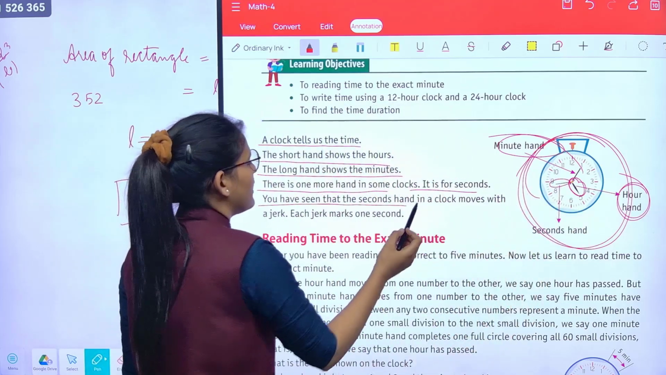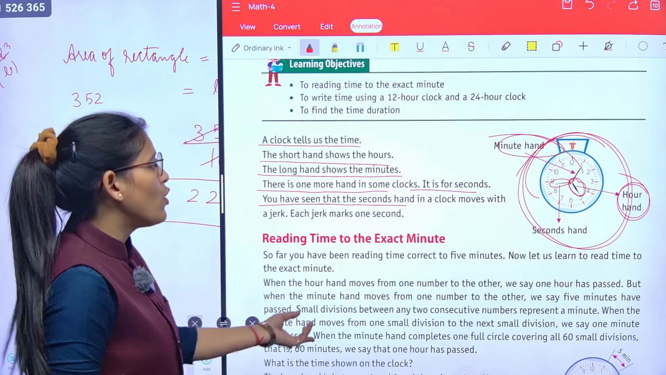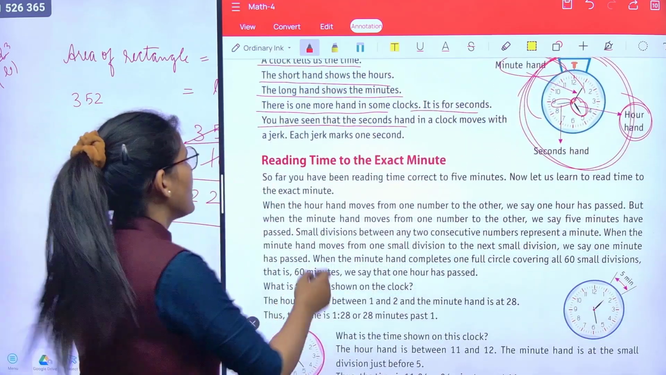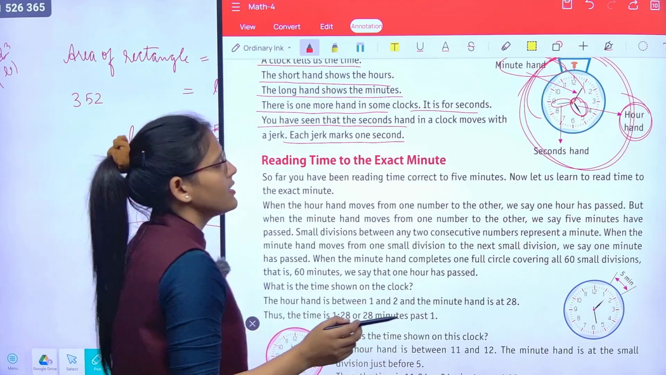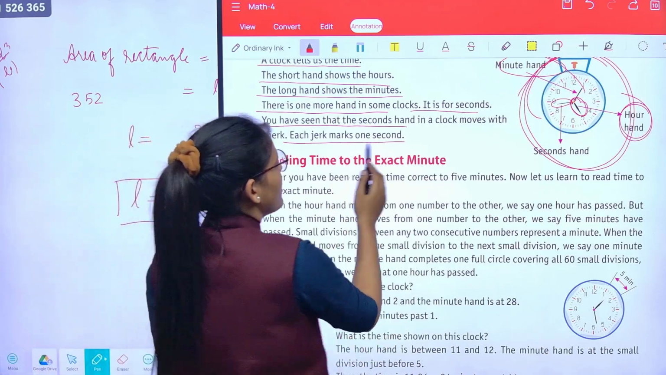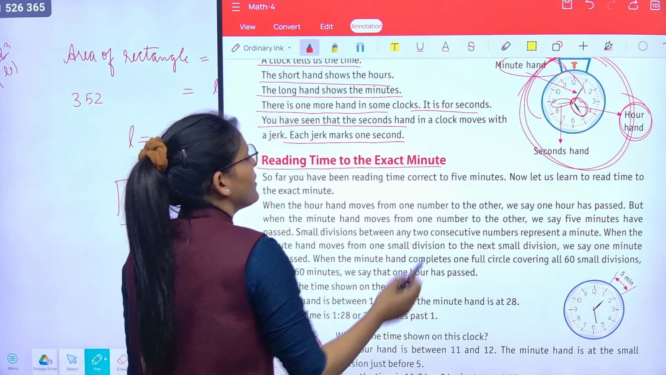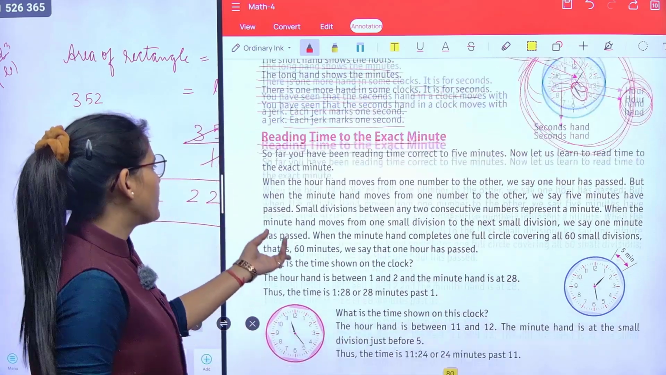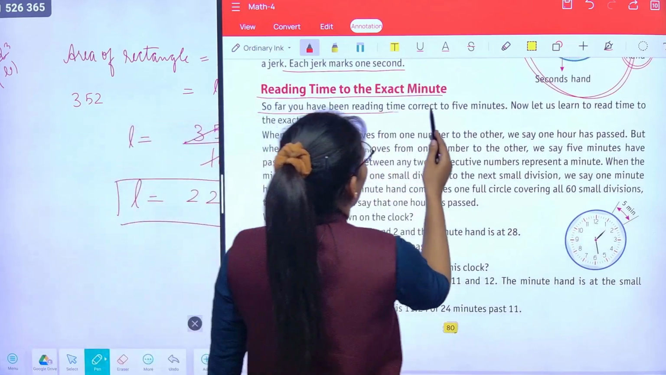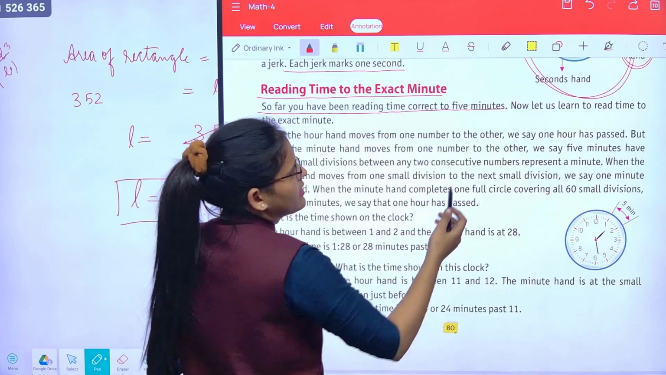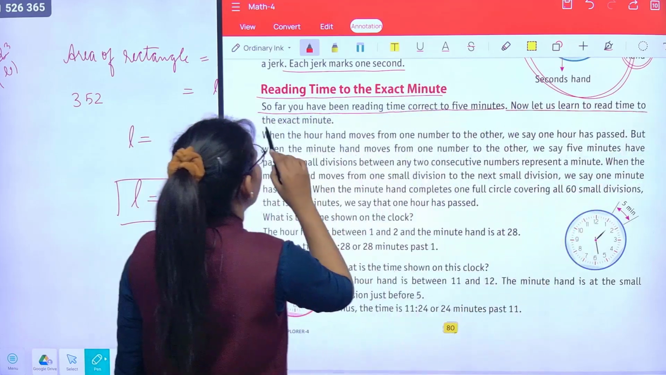Class, see, you can see. You have seen that the second hand in a clock moves with a jerk. Each jerk marks 1 second. Now reading time to the exact minute. So far you have been reading time correct to 5 minutes. Now let's learn to read time to the exact minute.